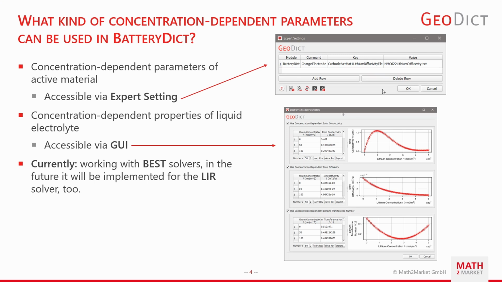And the other component in the battery that can have concentration-dependent parameters is the electrolyte. There it can be the ionic conductivity, the diffusivity, or the transference number. And here you can set it up in the graphical user interface. And I just want to mention that this is at the moment possible if you use the best solver in BatteryDict simulation. And we are working on implementing it also for the LIA solver, so the other solver in BatteryDict.